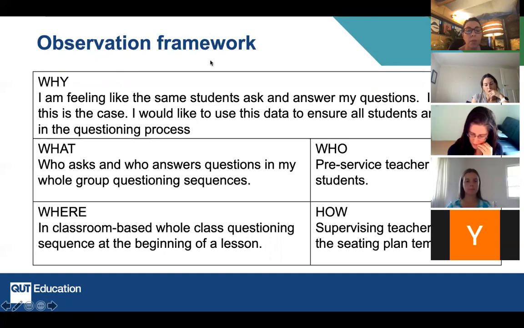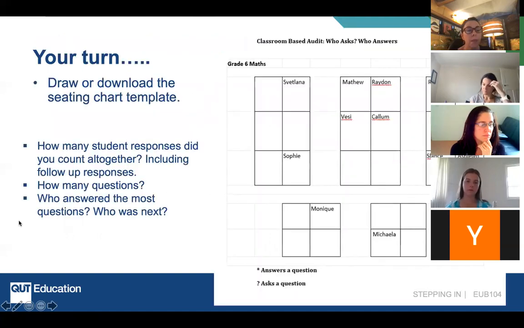That gives you a chance to refamiliarize yourself with the specific why and the focus. A very specific focus that you were looking at, the focus of inquiry. So you watched the clip and recorded your observation data on the template that was available on Blackboard. You inserted an asterisk next to the student's name when they answered a question and a question mark next to the student's name when they asked a question.